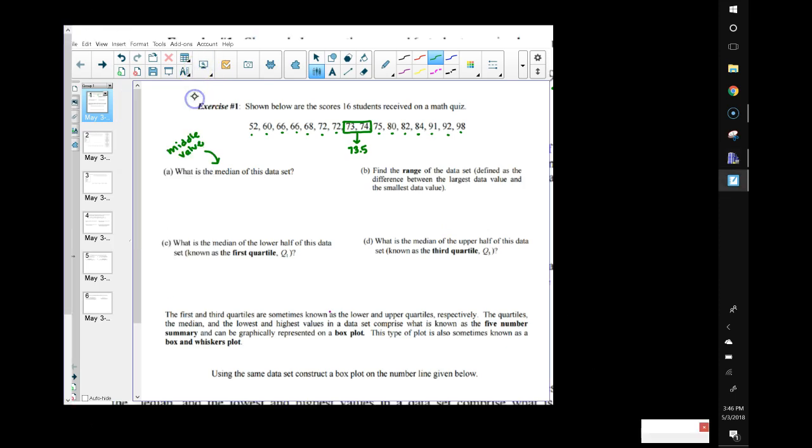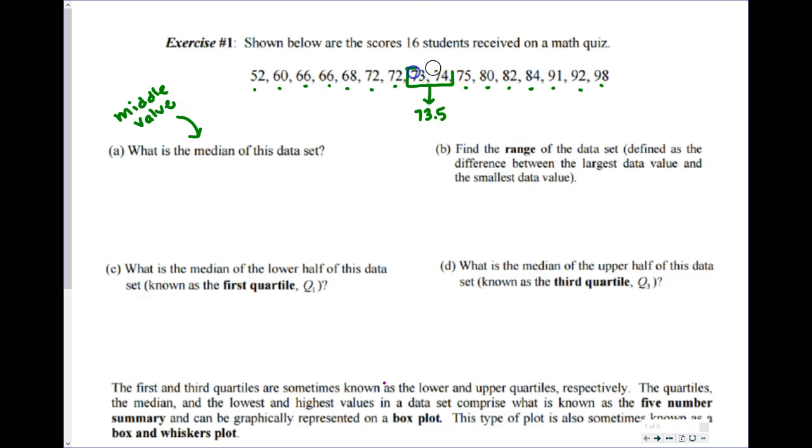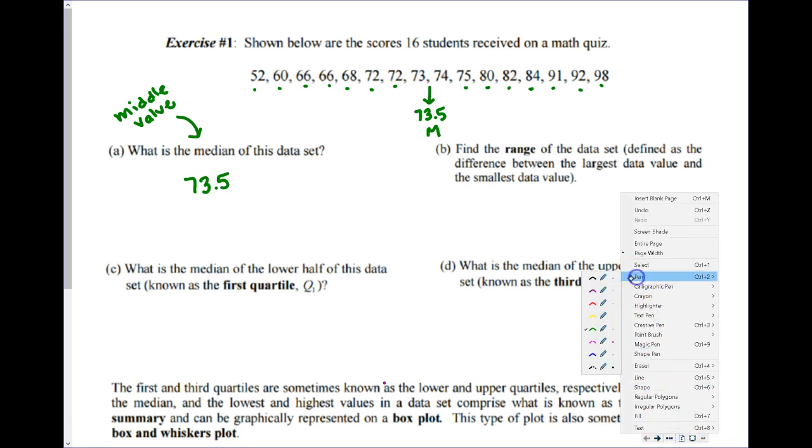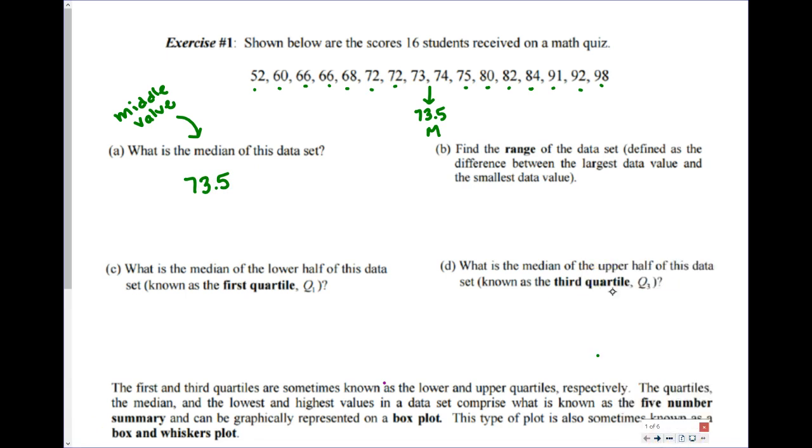Okay, so that's the first step, to find that median value. And when you find that value, I would put an M with it to label it as the median. So the median of this data set is 73.5. Something else you might want to check, to really make sure you've done it correctly, is to count the values on either side. 1, 2, 3, 4, 5, 6, 7, 8. And then 1, 2, 3, 4, 5, 6, 7, 8. If you've got the same number of values on either side, then you've found the median value. It's just a way to check, because you are dealing with a lot of numbers.